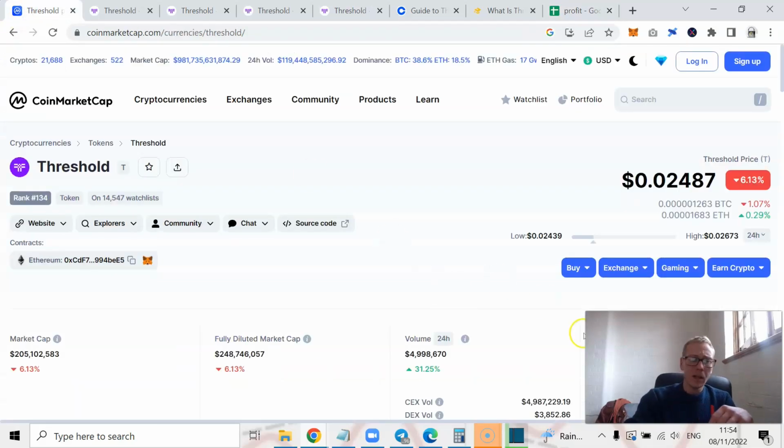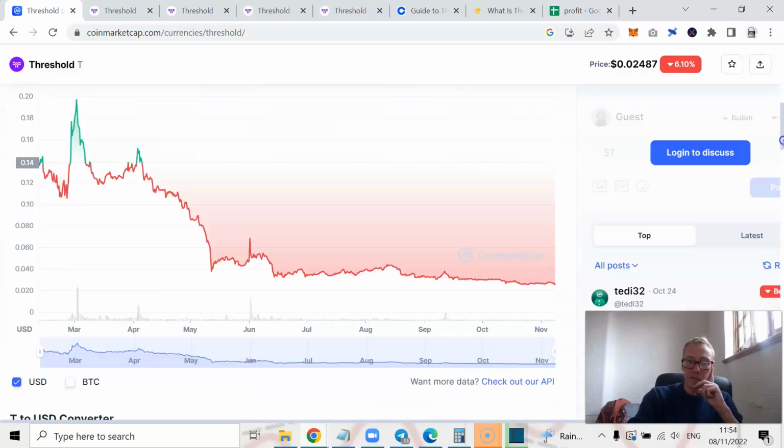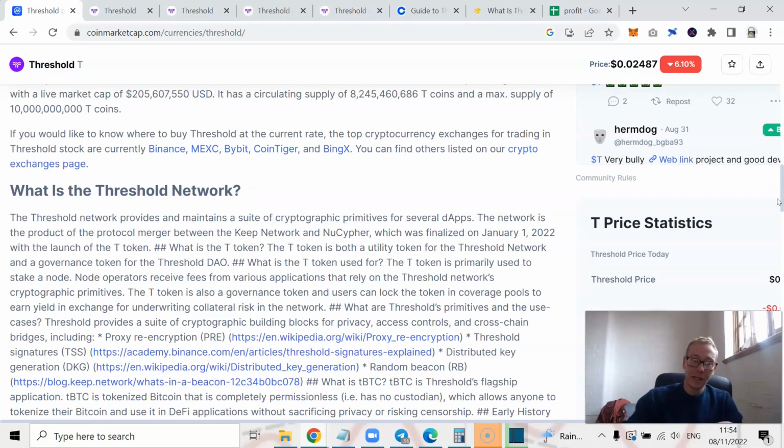So, Threshold. Now, Threshold's the brainchild of the merger between Keep Network and NuCypher. So this is the product that they created after the protocol merger. Remember that the Keep Network, NuCypher merger is the first and enormous merger, the biggest one in crypto history. So the T token is a utility token for the Threshold network and the governance token for Threshold DAO. And the T token is used primarily to stake a node. So node operators receive fees from various applications that rely on Threshold network's cryptographic primitives.